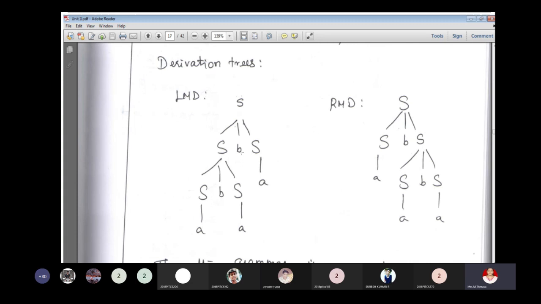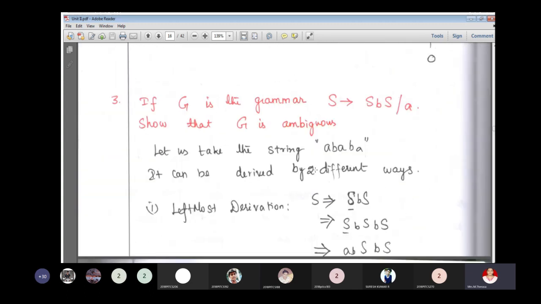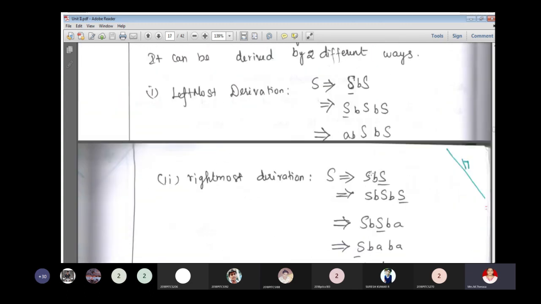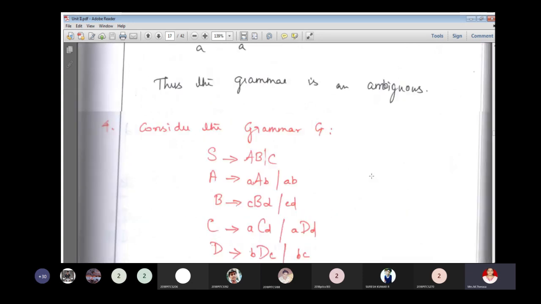So first S to SBS and then this S can be replaced with SBS, but here it is replaced with A. So you can see that this tree is a mirror image of this tree, isn't it? So both are looking different. It's a mirror image. So since we have drawn two different parse trees, what can you conclude? That G is ambiguous. Clear?